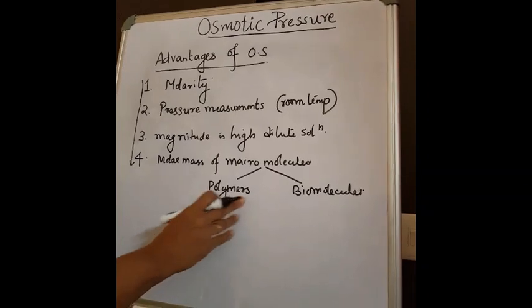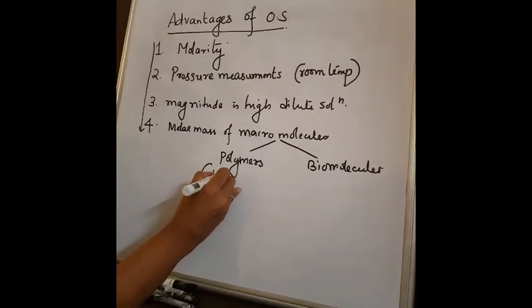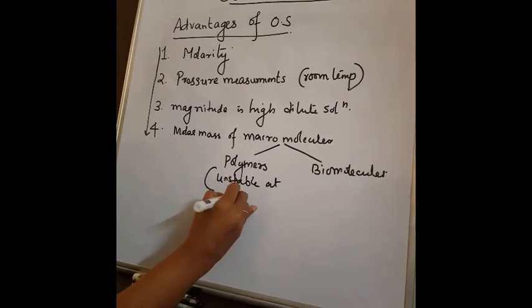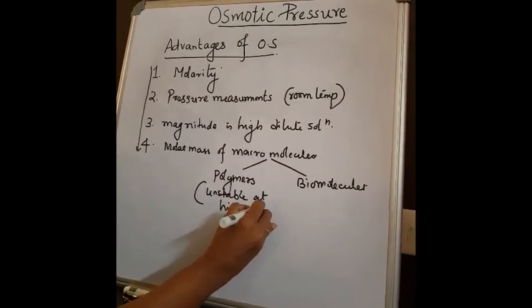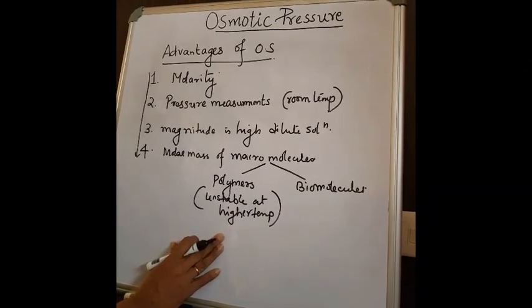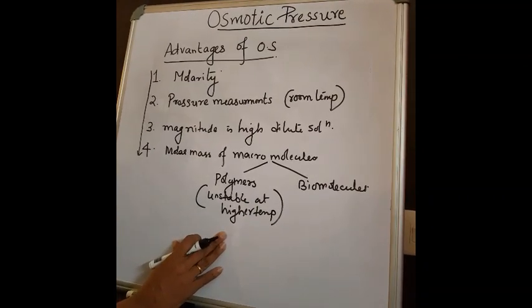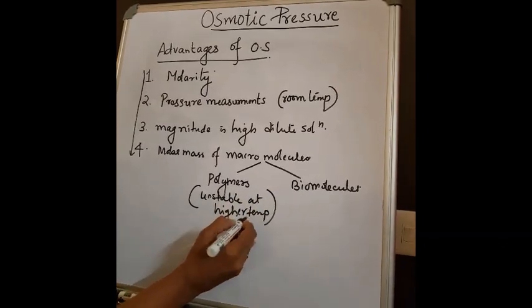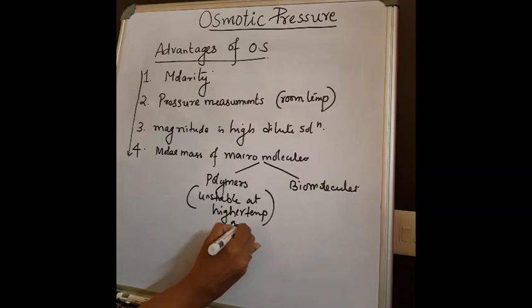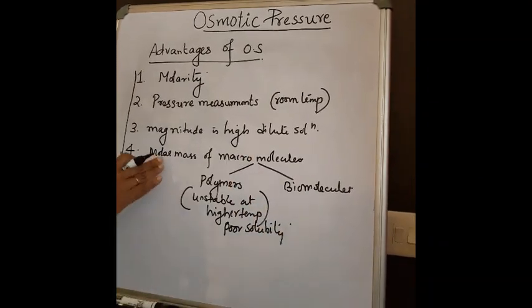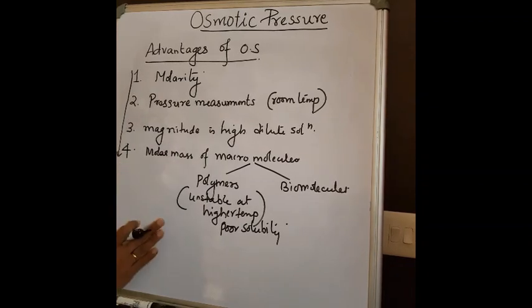You know, these polymers are unstable at higher temperature. That is why this method is useful for polymers. These biomolecules also are unstable at higher temperatures, and polymers also have poor solubility. Just for your information, note that you can find the molar mass of macromolecules, that's all.